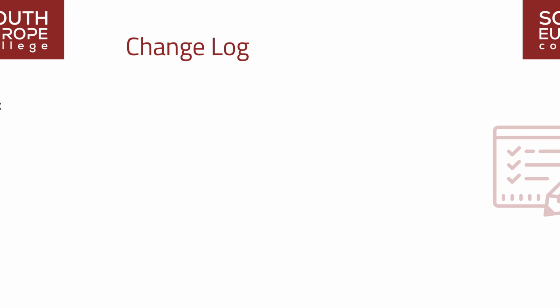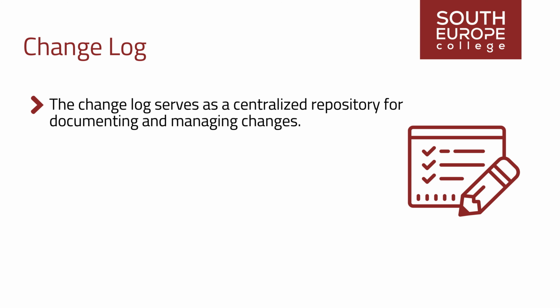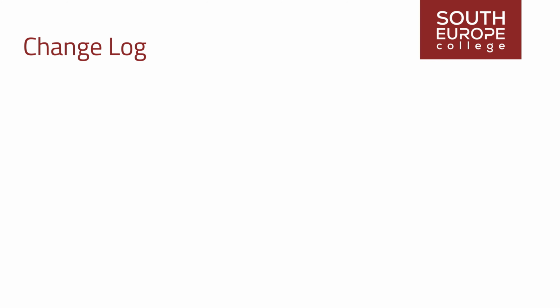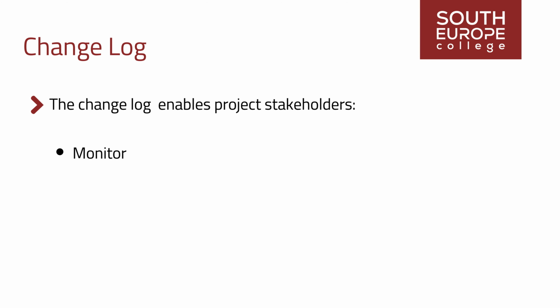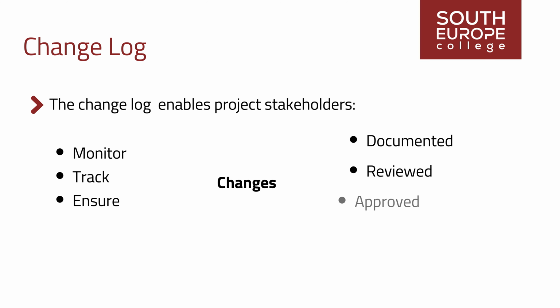The change log serves as a centralized repository for documenting and managing changes, providing a comprehensive audit trail of all modifications made to the project. It enables project stakeholders to monitor the status of change requests, track changes over time, and ensure that all changes are properly documented, reviewed, approved, and implemented by project requirements and procedures.